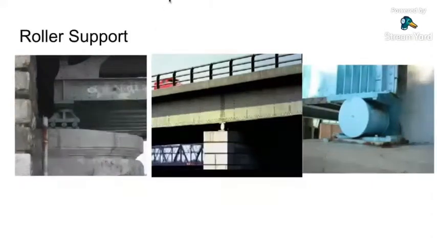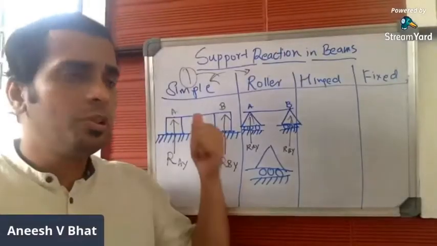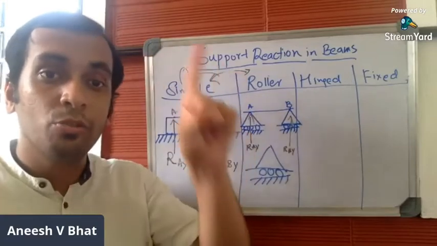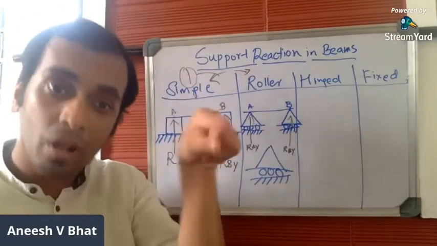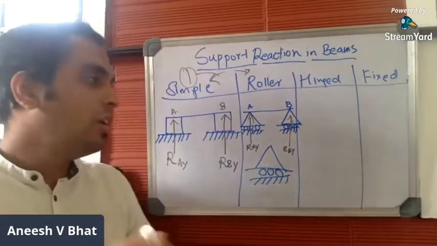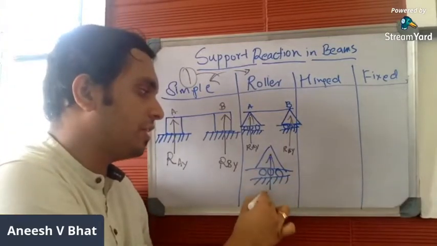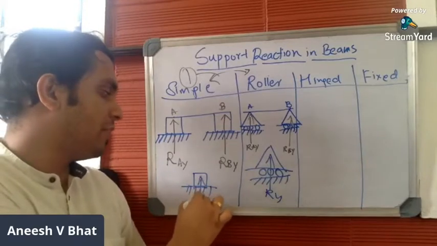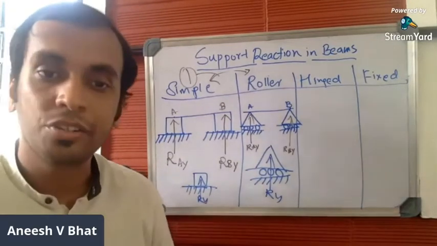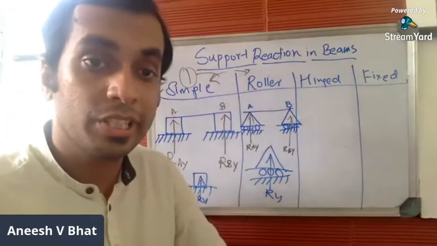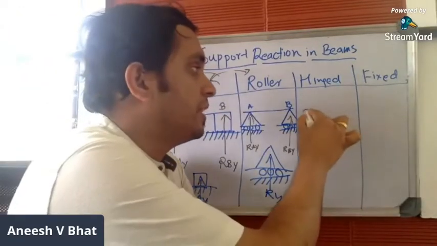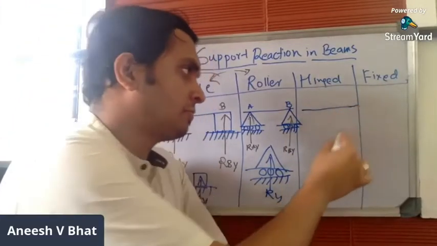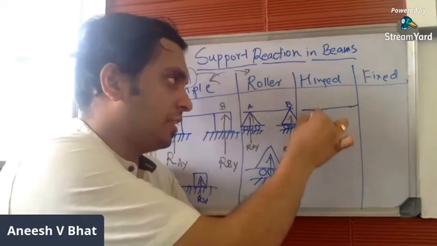So in the case of simple support and roller support, reaction is only in one direction, and only one reaction is offered by one simple or roller support, in Y direction. Let us concentrate on the third type now, which is hinged support. Let me consider a beam cross section in this way, and hinged support is drawn in this way.